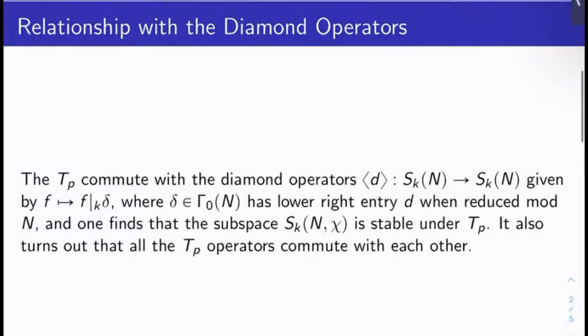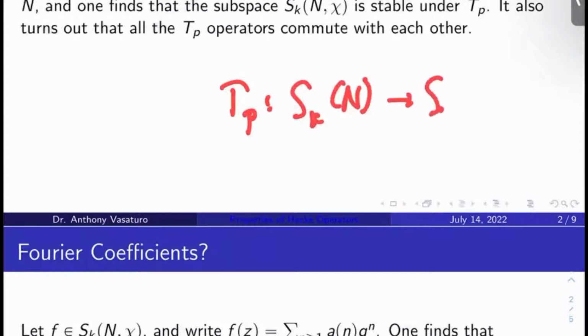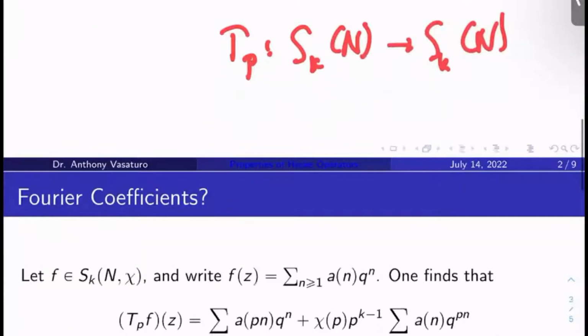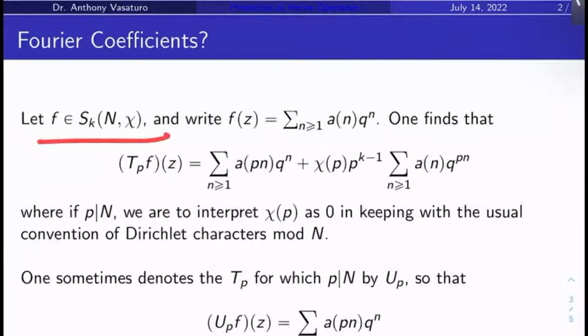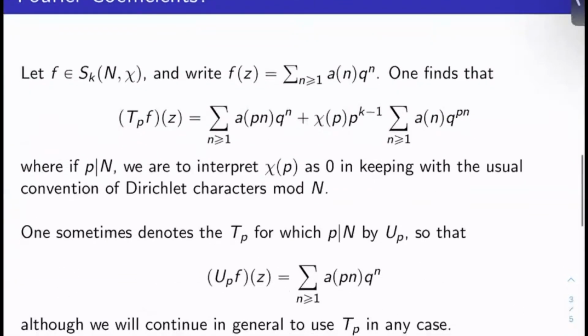So, we know that the T_p are operators from S_k(N) to S_k(N). And so you might ask the question, take f in some S_k(N, chi), so in the domain S_k(N), and give it a Fourier expansion: f(z) equals the sum over n at least 1 of a_n q^n. You might ask, can we actually write down the Fourier coefficients of T_p of f? And the answer is yes. And here's what you get.